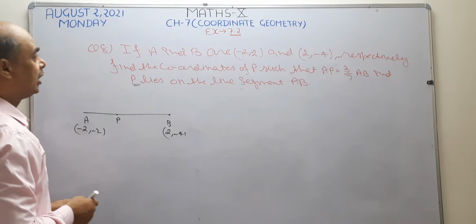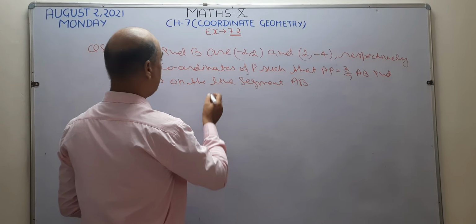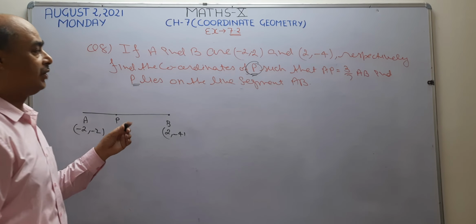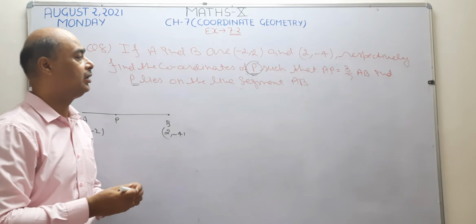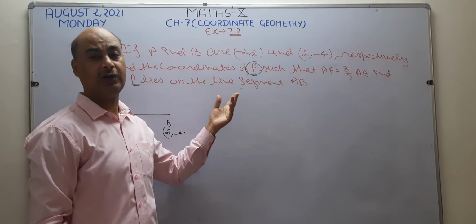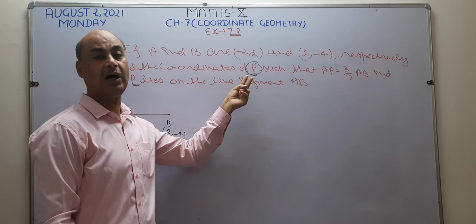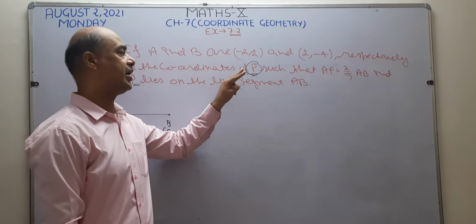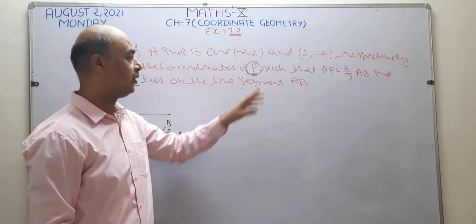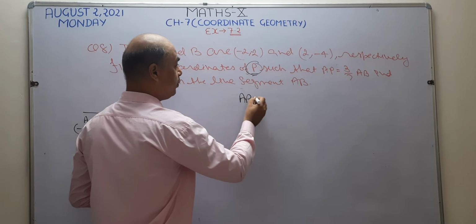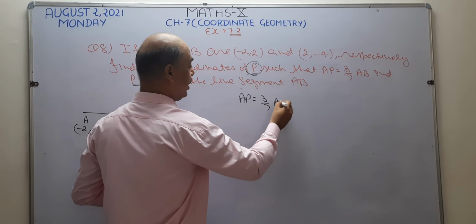Now in this question we are going to find the coordinates of P. Whenever we are going to find the coordinates of P or A, which formula can we use? Only two formulas are there. Either we use the section formula or the midpoint formula. Now we are going to decide which formula to use. In this question, what is given? AP equals 3 by 7 AB.